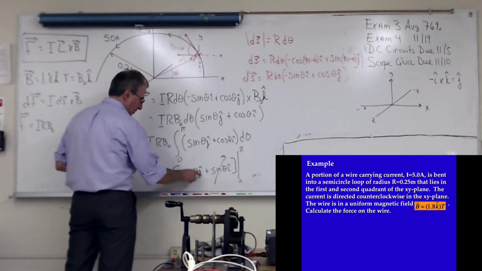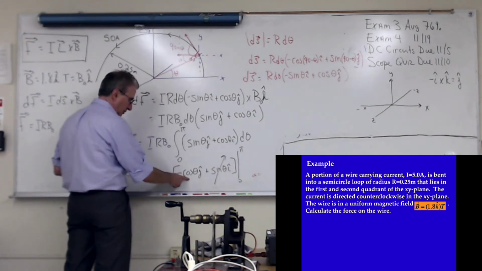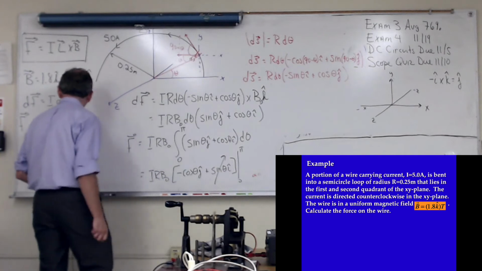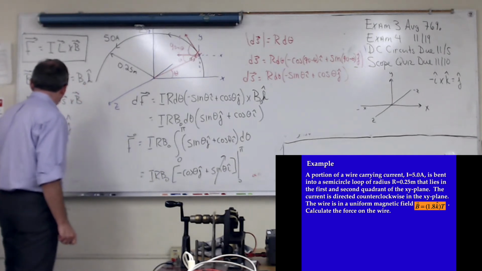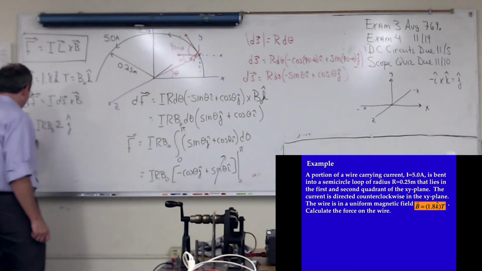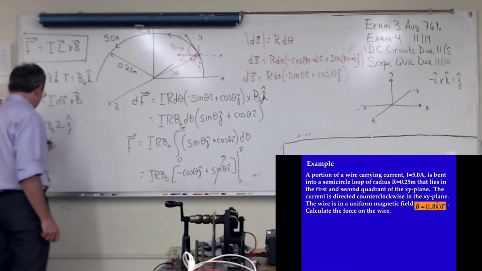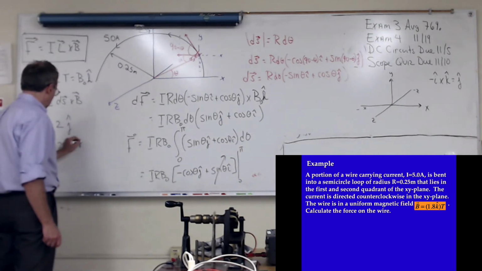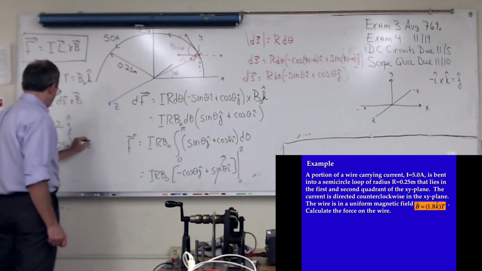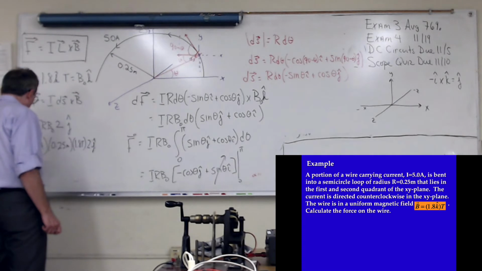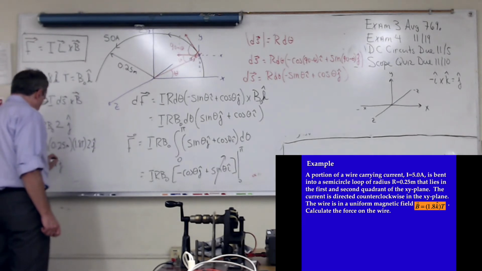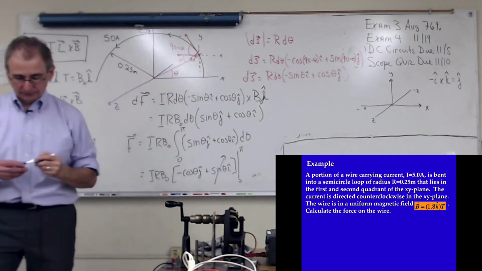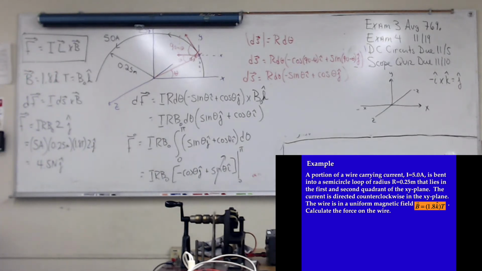So 1 minus negative 1 is 2, and it's in the j hat direction. The current is 5 amps, R is 0.25 meters, B naught is 1.8, and then we have a 2. This ends up to 4.5 newtons in the j hat direction. Okay? So I did it the hard way.